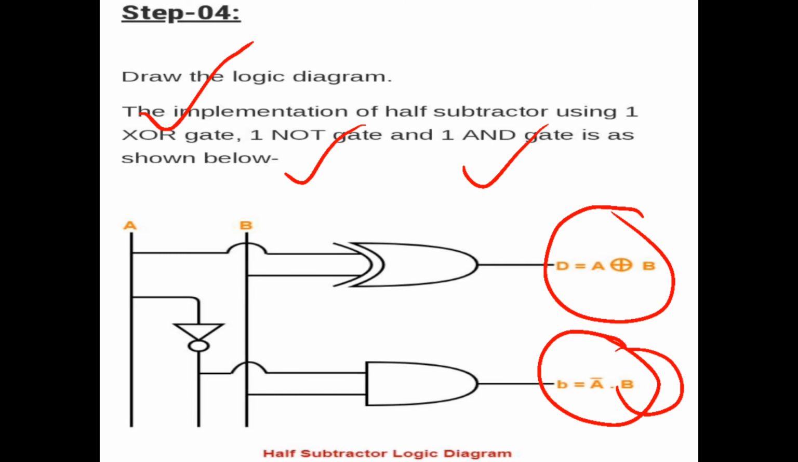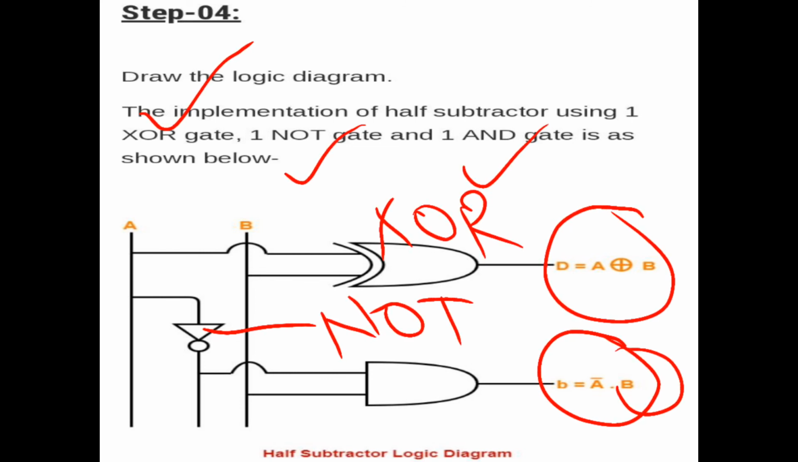And finally, you can see here, this is XOR, this is a NOT gate, and this is an AND gate. So you can see one XOR, one NOT, and one AND. They are sufficient to perform the difference as well as the borrow expression for this half subtractor.